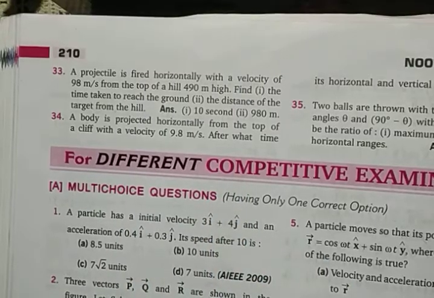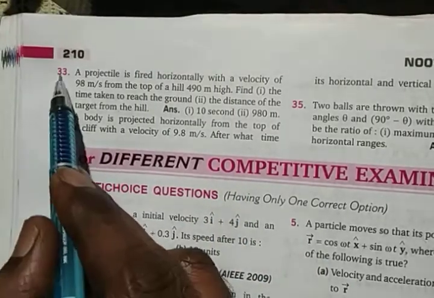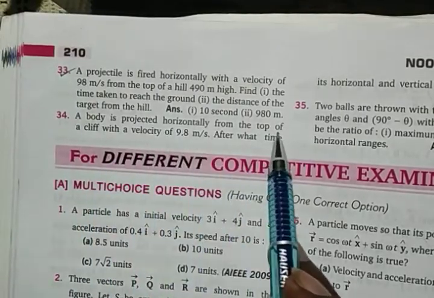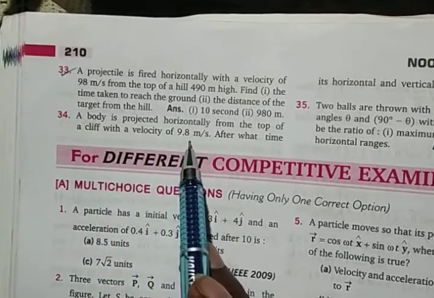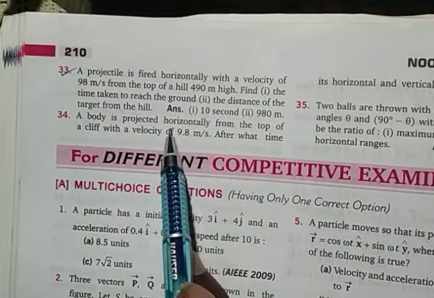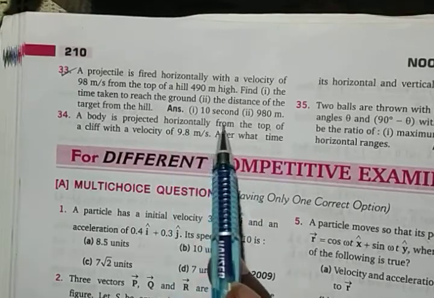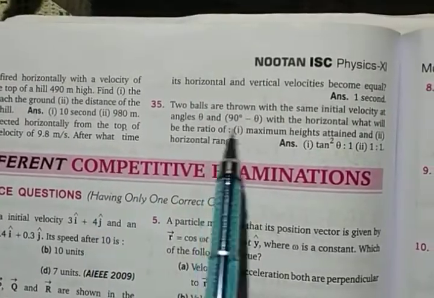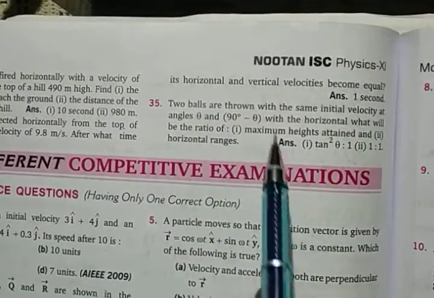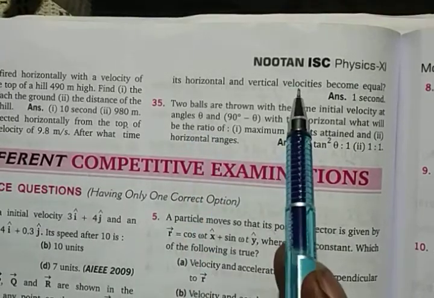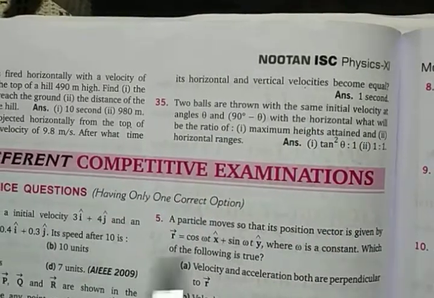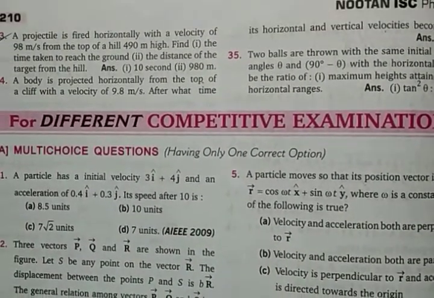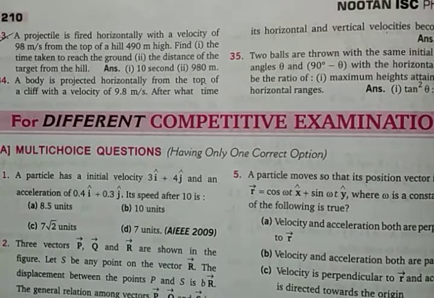Now we will do the 34th question. This is homework for you. A body is projected horizontally from the top of a cliff with a velocity of 9.8 meter per second. After what time do its horizontal and vertical velocity become equal? It is asked, both the horizontal and vertical velocity are going to be equal. What is the time taken? So it is a little different question. We will try to solve this question and see how we need to make this solution.